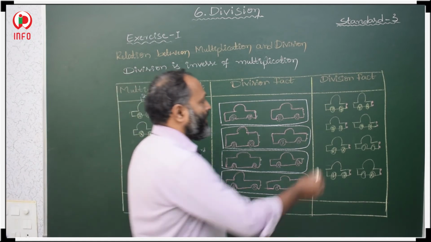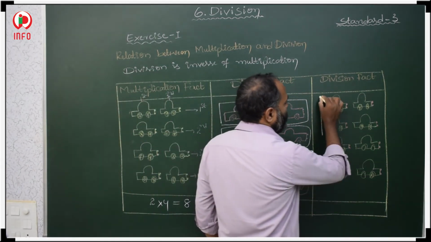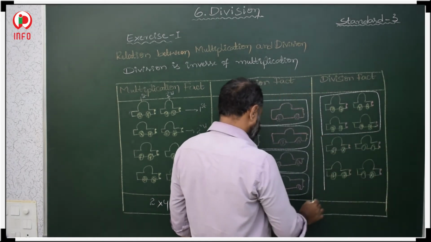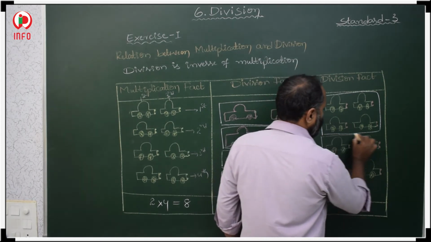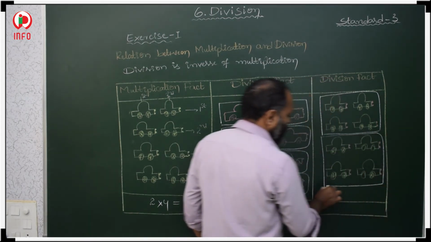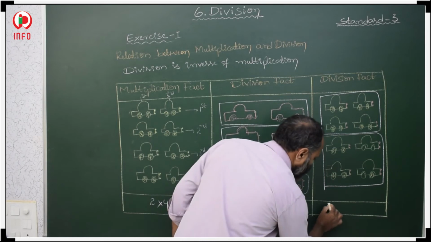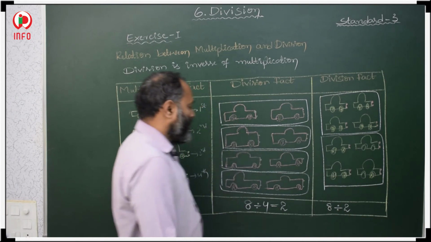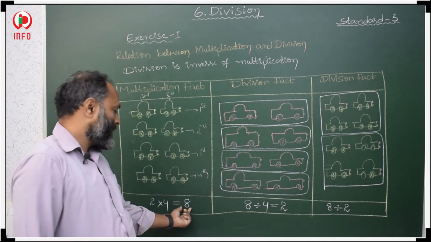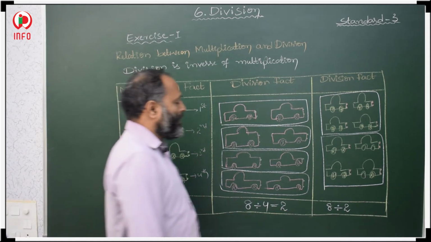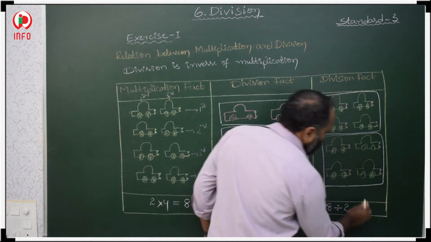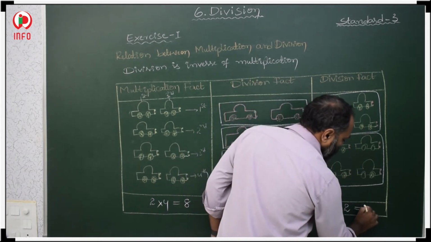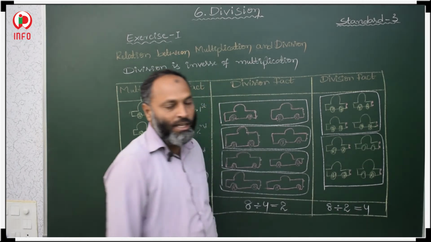In the same way, in the second division fact, if we form 2 groups like this, total 8 cars divided into 2 groups. If total cars divided into 2 groups, then how many cars are there in each group? 1, 2, 3, 4 in first group, 1, 2, 3, 4 in second group. Total 4 cars were there in each group.